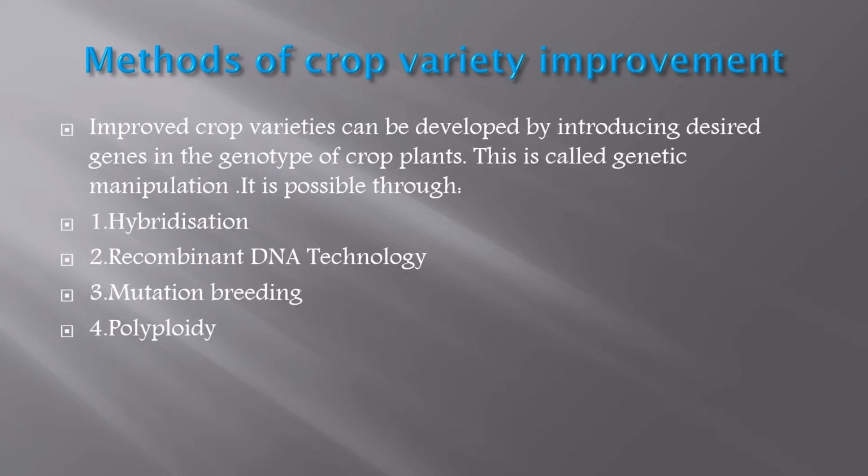Next is polyploidy. Polyploidy is the presence of more than two complete sets of chromosomes in a cell or an organism. The additional chromosome sets can be from the same species or from different species. So I hope all these points are clear.